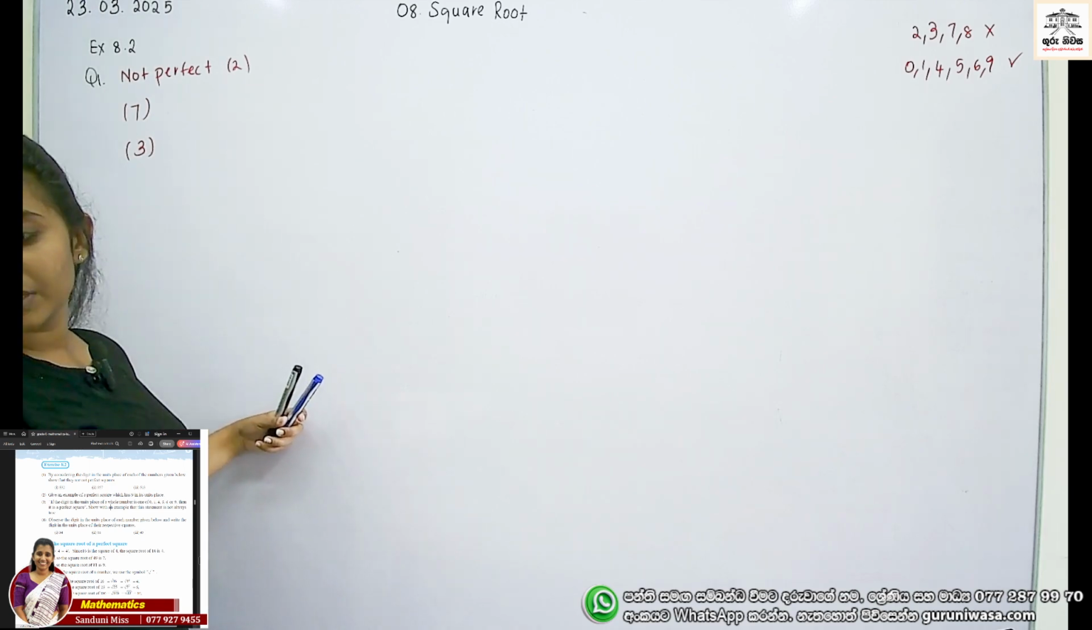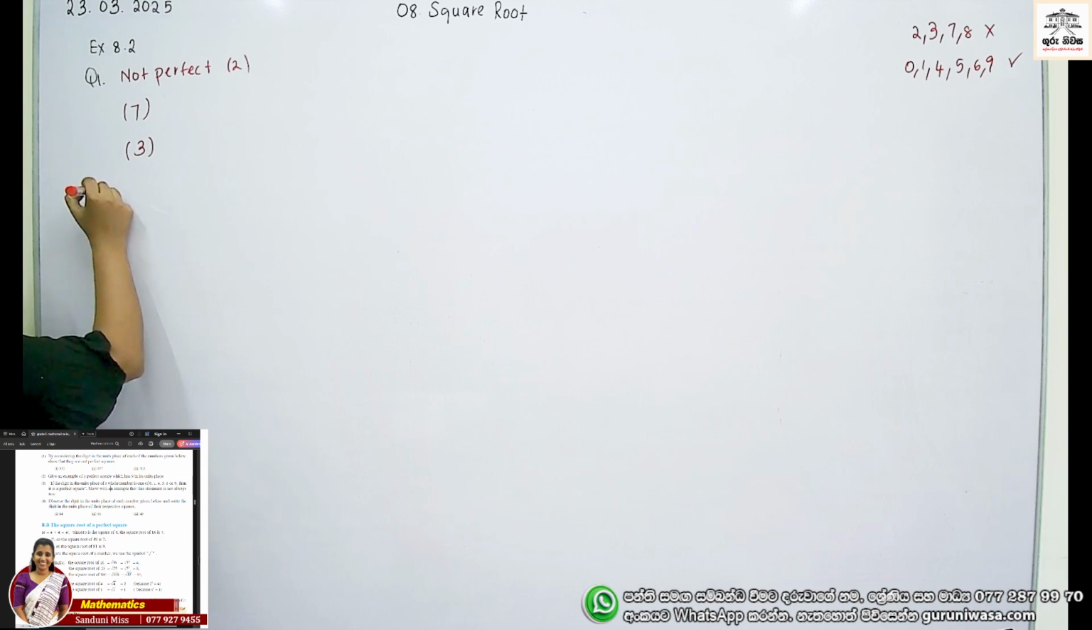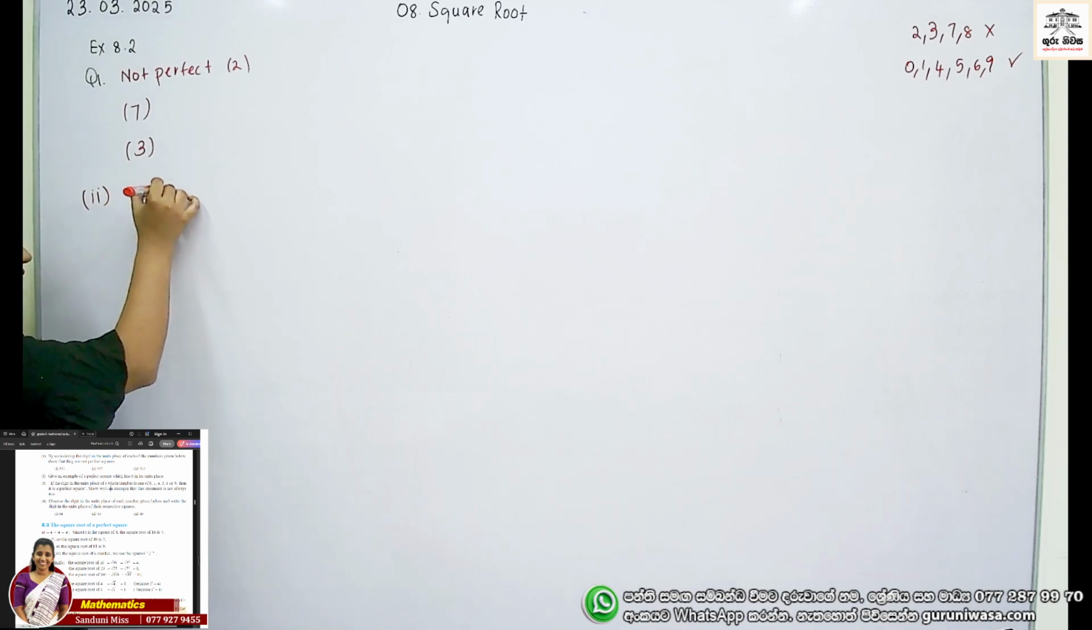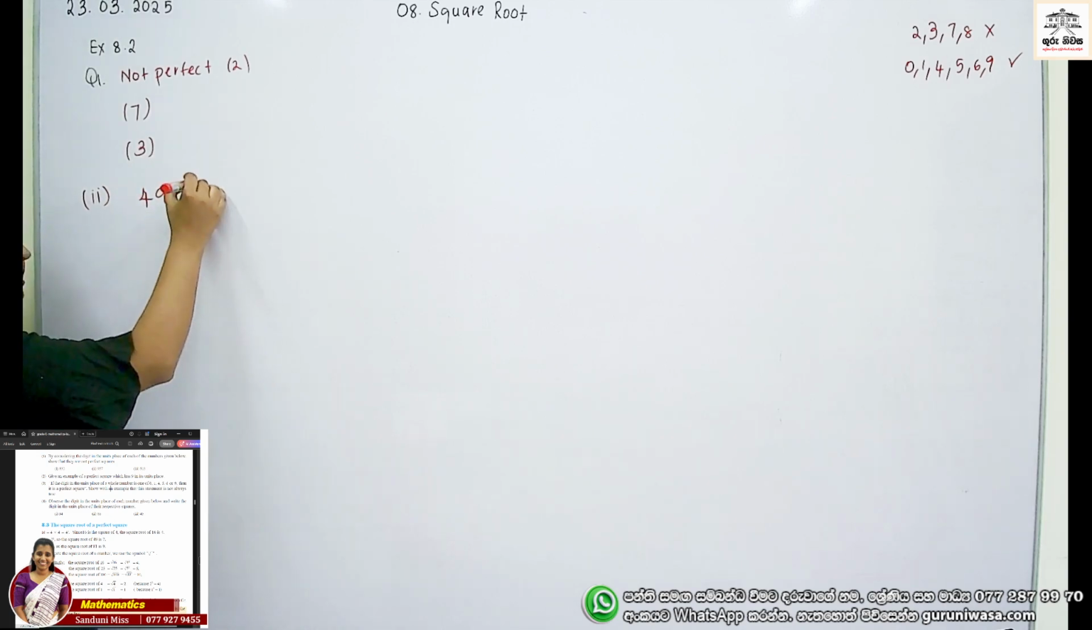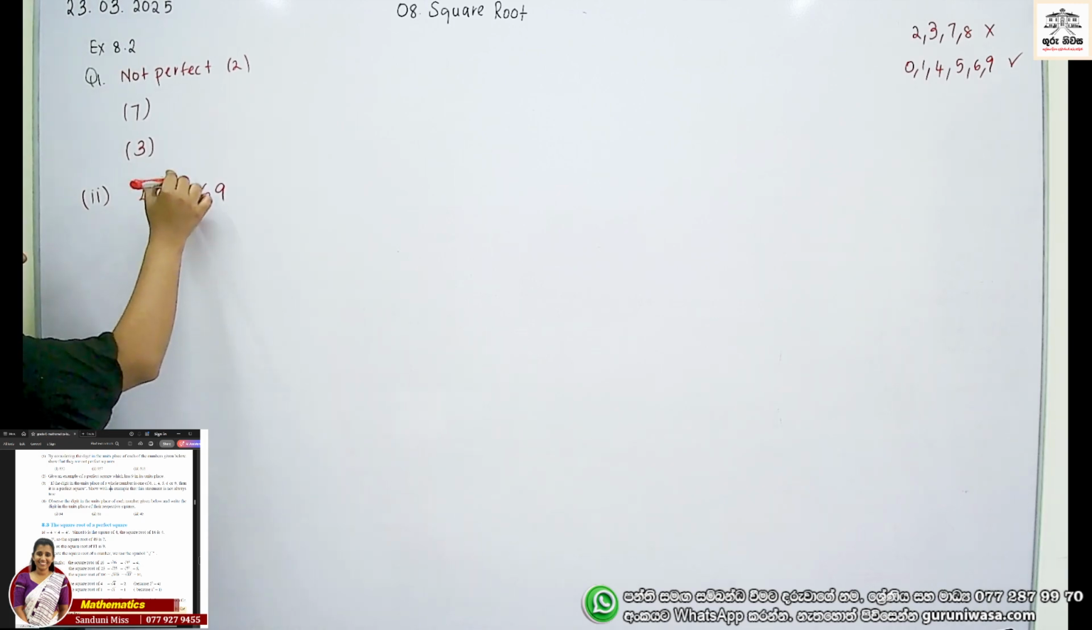So not perfect. Give an example of a perfect square which has 9 in the unit place. Yes, what is the perfect square which has 9? You can have 49 and 169 also, right? So you have so many, you can write any one.